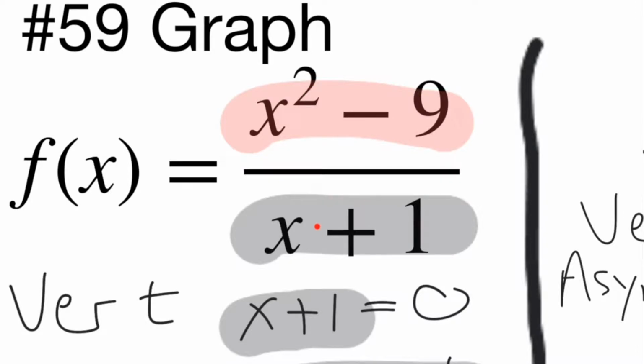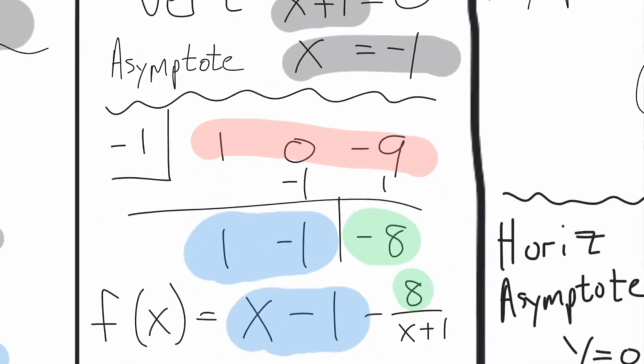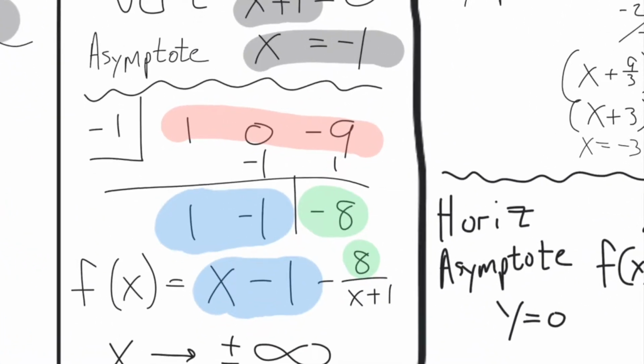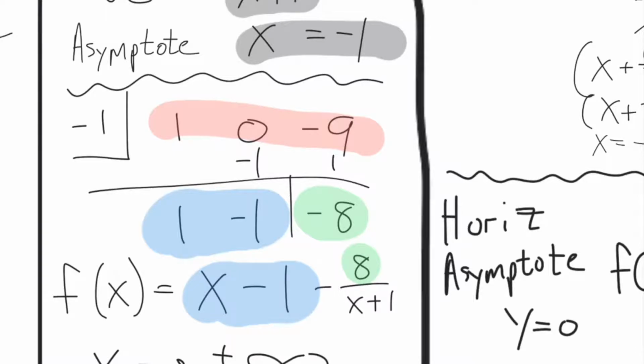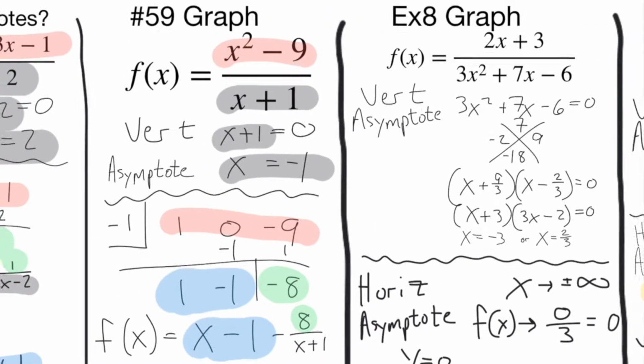This is a 2 and this is a 1 that you can't see. So the numerator is a degree that's 1 higher than the denominator. So when we divide these using polynomial synthetic division, we have the 0.